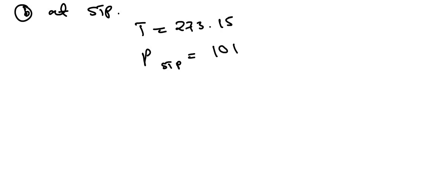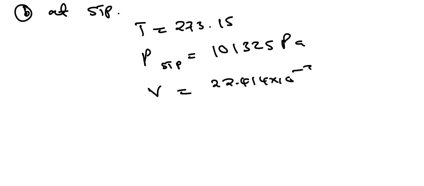So we say at STP, let's take this best case, standard temperature and pressure. We know the temperature has to be 273.15, and the pressure at STP is simply going to be 101.325. This is pascals. Then the volume, we're just saying the volume is simply going to be 22.414 times 10 to the power negative 3. This is what we're getting. That's for every single mole, cubic meters per mole. So we're just going to replace everything.